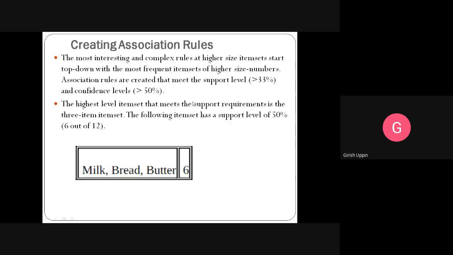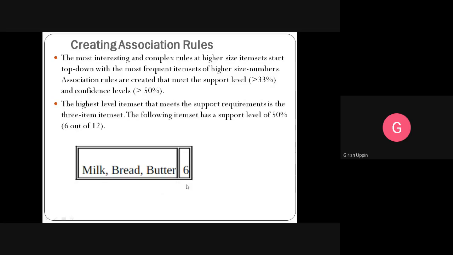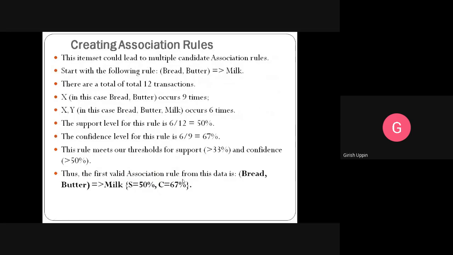So you have to go back a little bit. I will show you once. Bread, butter, you can see 9. So you have to keep on going back to the previous tables and getting the count. X is bread, butter, 9 times, and x comma y, that is x and y together, bread, butter and milk together, how many times? 6 times, previous slide. So what is the support level for the rule? 6 out of 12 times, that is 50% is the support level.